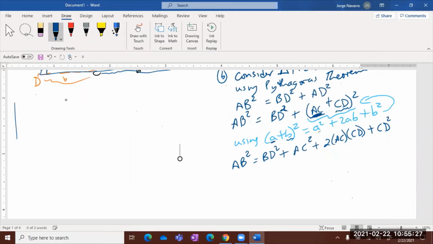So the A squared is the AC squared. The CD squared, or the B squared, is the CD squared, and the 2AB, well, the 2 is from the formula. The A is the first value, which is AC. The B is the second value, which is the CD. You with me now? Yes, sir.